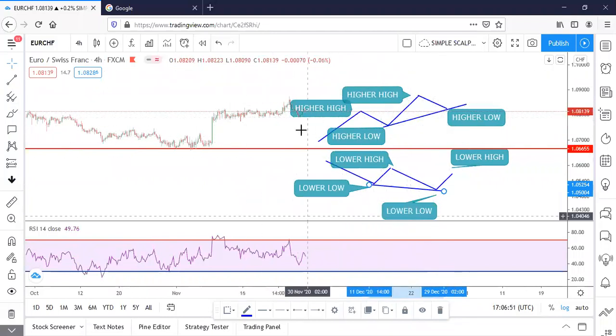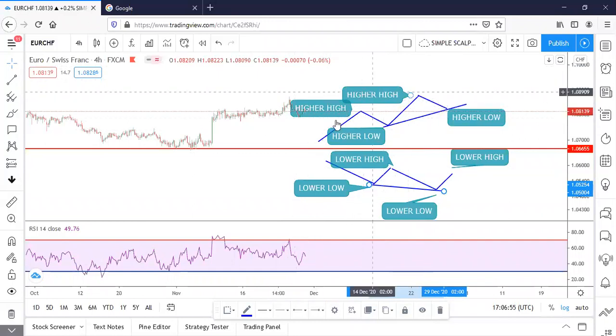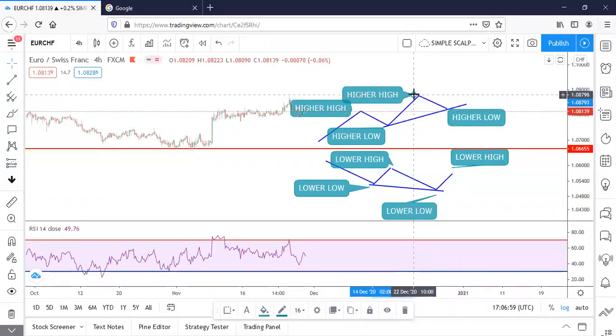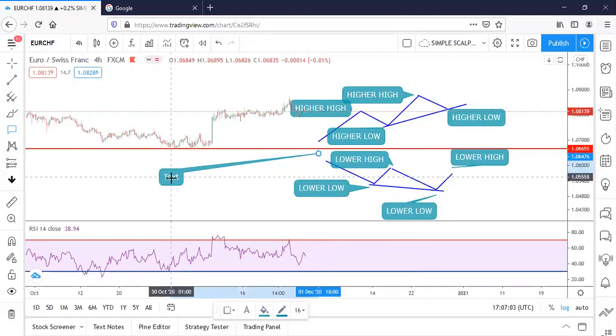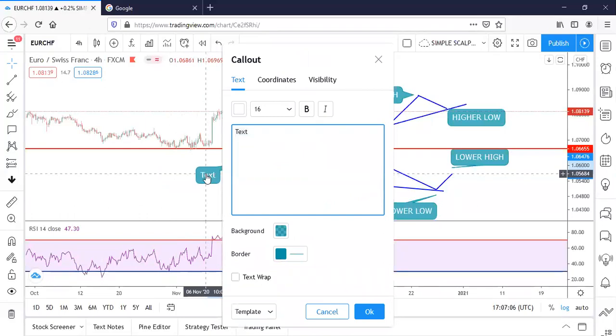So you want to look for something like this structure within a trend. This is good to use in a trend. All right. Let me just write it down. Hidden bullish divergence.